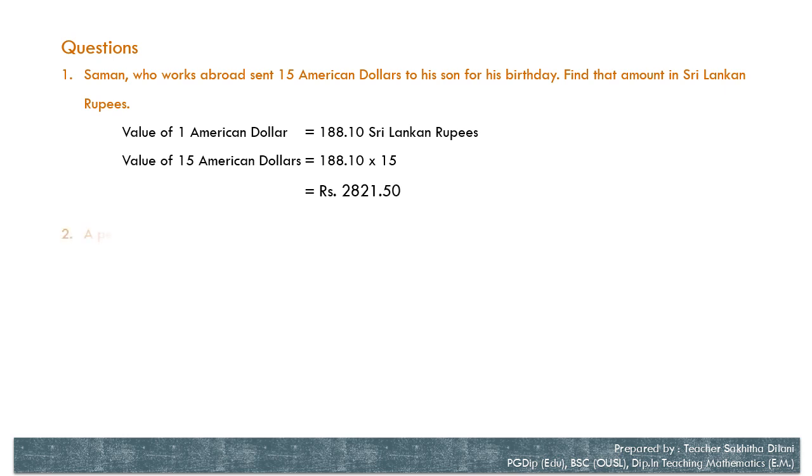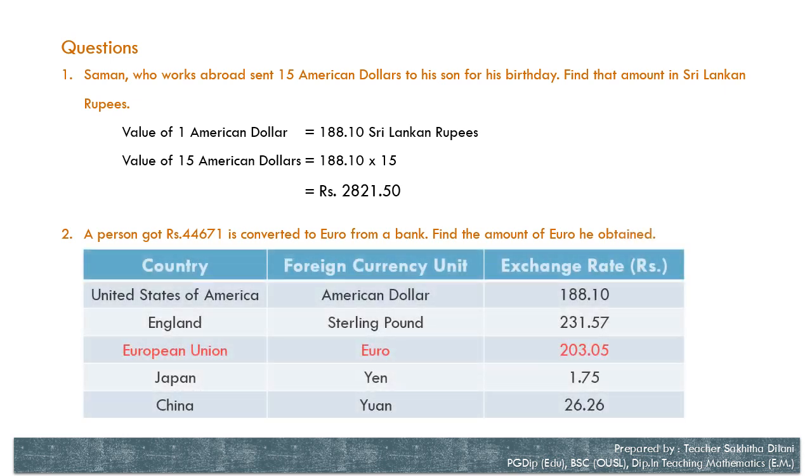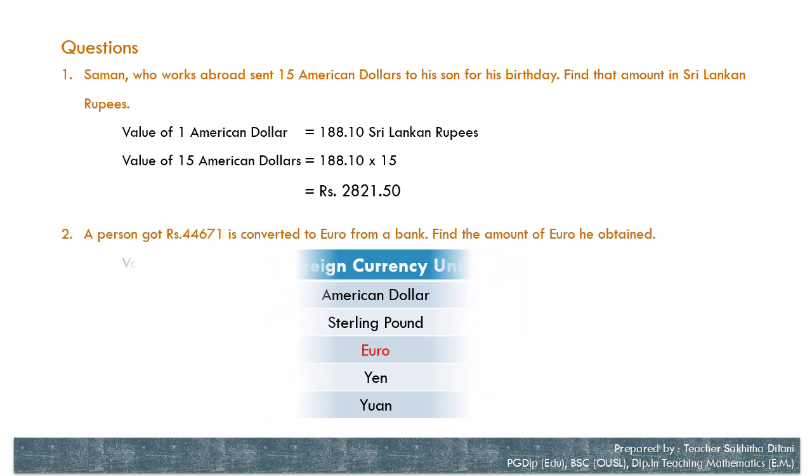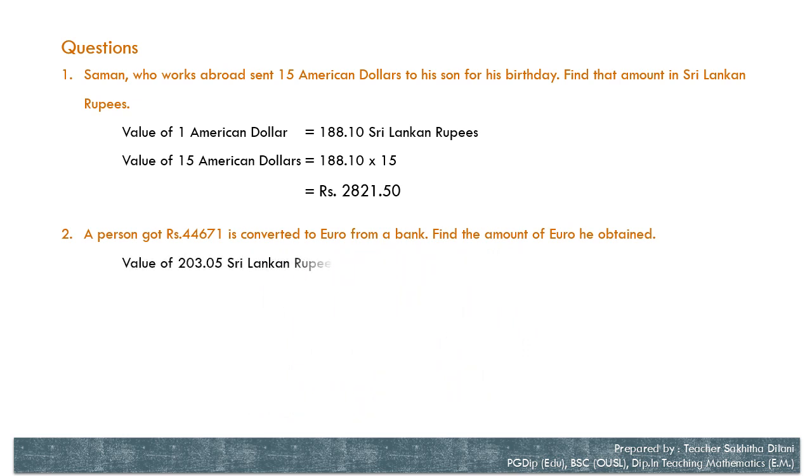Let's see another problem. A person got 44,671 rupees converted to euro from a bank. Find the amount of euro he obtained. In the table, it is given that 1 euro equals 203 rupees and 5 cents. Now, by using this, you can find the value of 1 Sri Lankan rupee in euro. That is 1 over 203.05. Don't be in a hurry to simplify this.